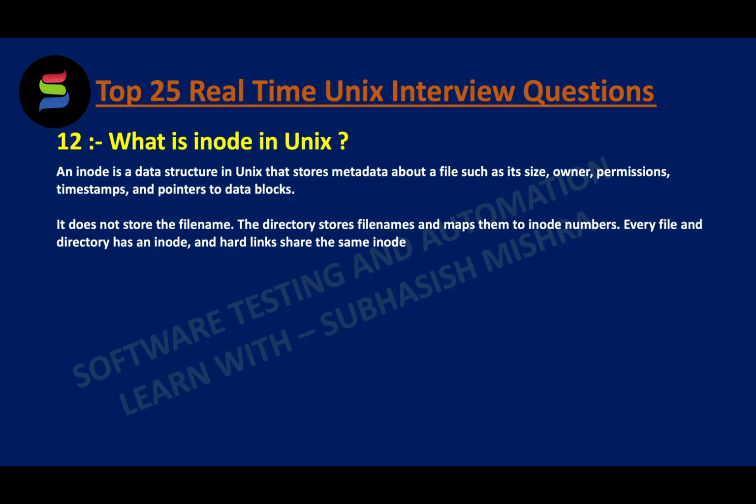So every file and directory in Unix has an inode. An inode stores several important details about a file, including file size, file owner, file permission, file type, number of links, timestamps like created, modified or accessed, then the location of the file's data blocks on disk. So you can think of an inode as a file's identity card.